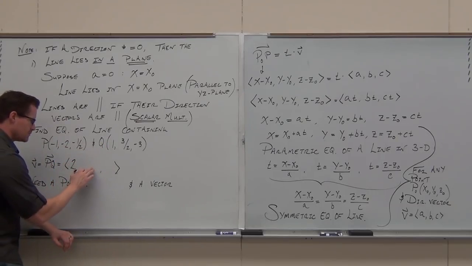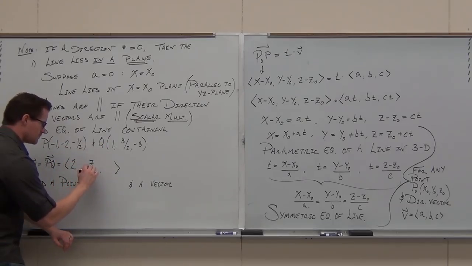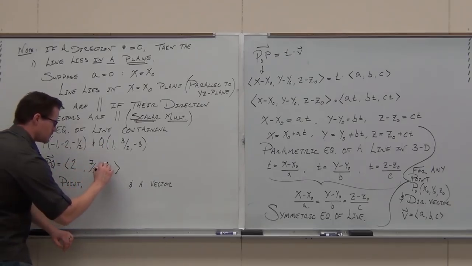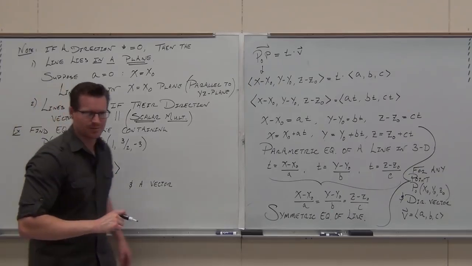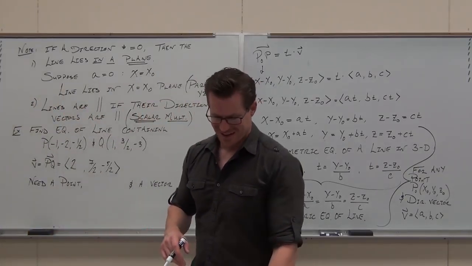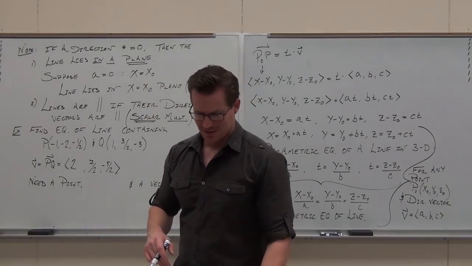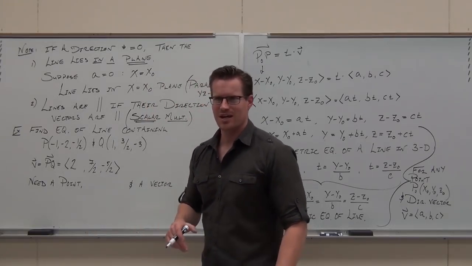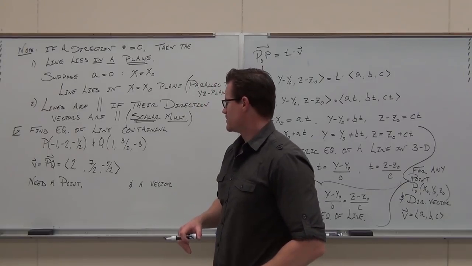So when you did this, how much do you get? 2, 7 halves, negative 5. I'm going to believe you. Can I get a triple check on that, though? Perfect. All right. See how much I believed you. Just kidding.